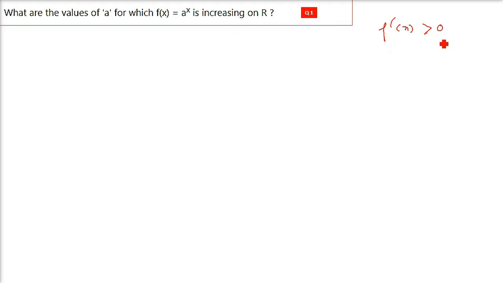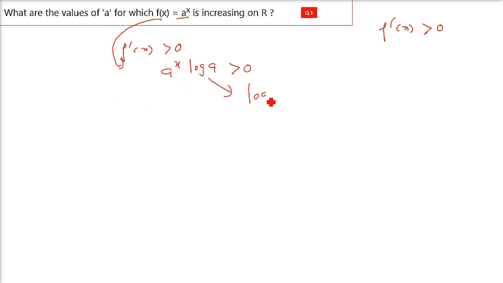f dash x, if it is greater than 0, it is increasing. f dash x, if it is less than 0, it is decreasing. So the first thing we have to do is the differentiation. What will be the differentiation? It's very well known to you. It is a raised x log a. Now this is increasing, that means it has to be greater than 0. This is the f dash x.